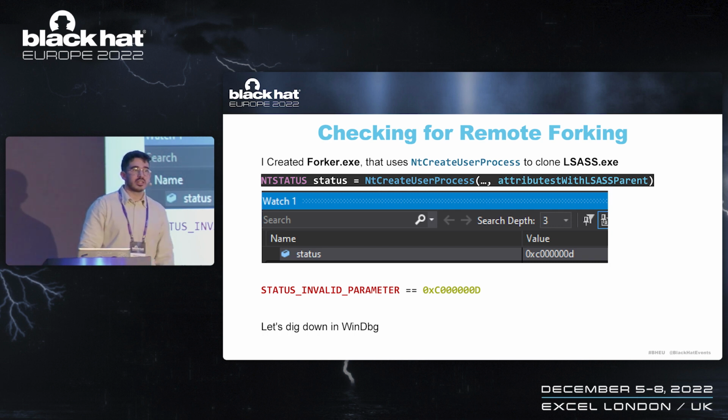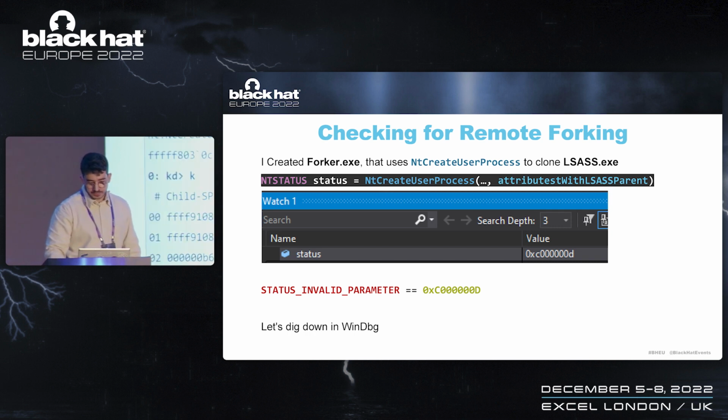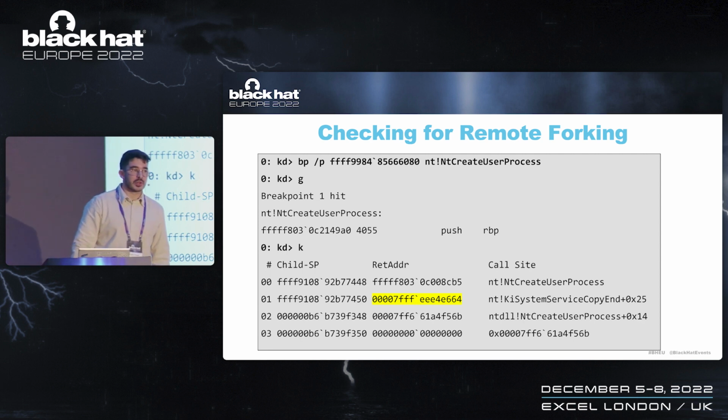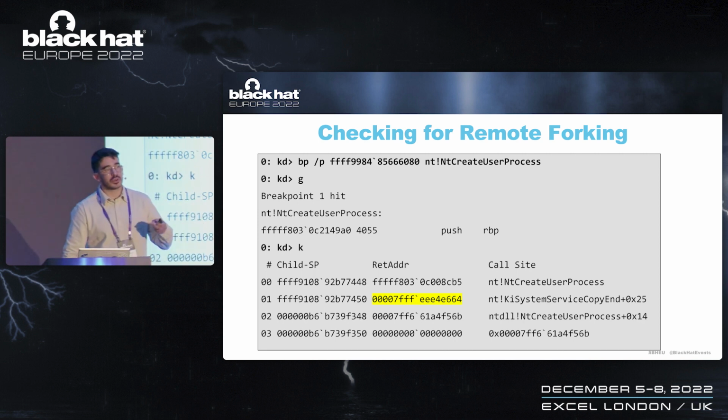So I want to see if something went wrong because this is an API limitation or because of something I wrote wrong in my code. So let's debug this in WinDbg. Okay, I'll put a breakpoint in the kernel side of NtCreateUserProcess. This is a large function, so I don't want to step through every assembly execution line, but I want to see where this return code of status invalid parameter originates.